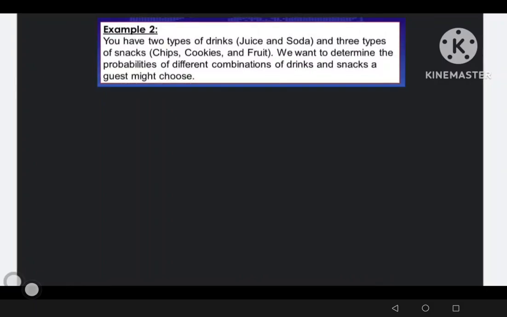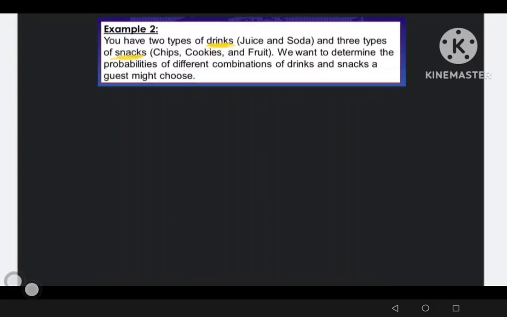What should we do? In step number 1, we are going to identify first the events. We have 2 events according to the statement. The event 1 is choosing drinks. We have drinks, and we also have snacks. Okay, and step number 2, we're going to list the possible outcomes of each event.